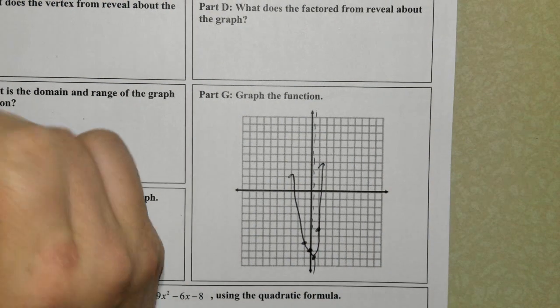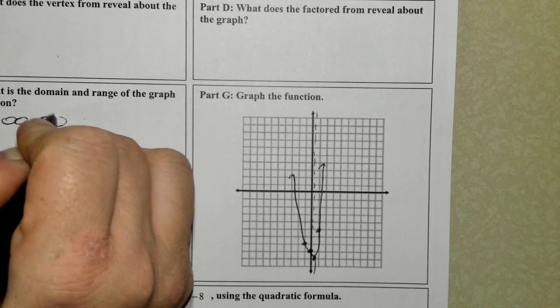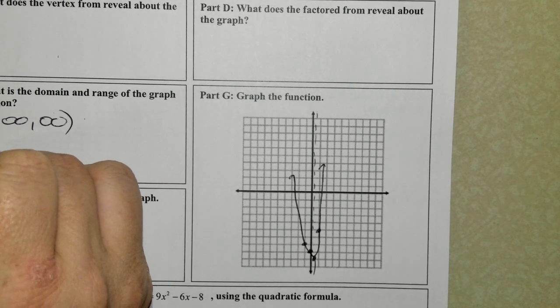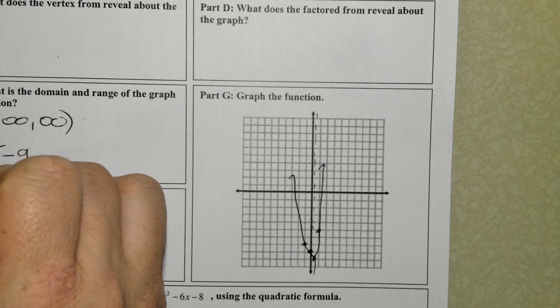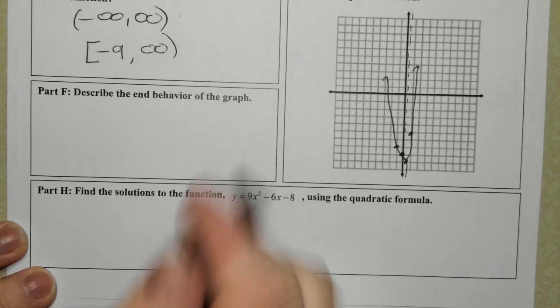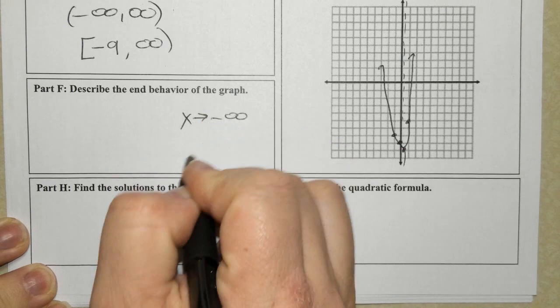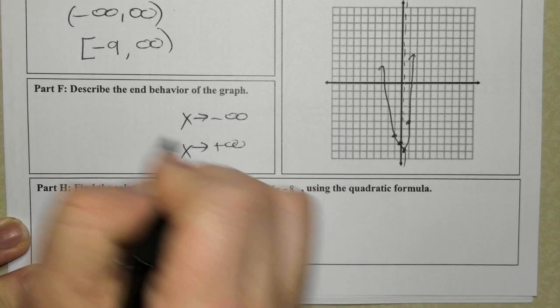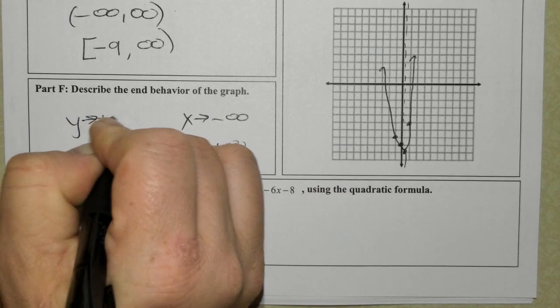Okay, what is the domain here? Domain is negative infinity to positive infinity, and our range goes down as far as -9, no limit how high it goes. And end behavior in both situations, as you go to the far right and the far left, both are headed up.